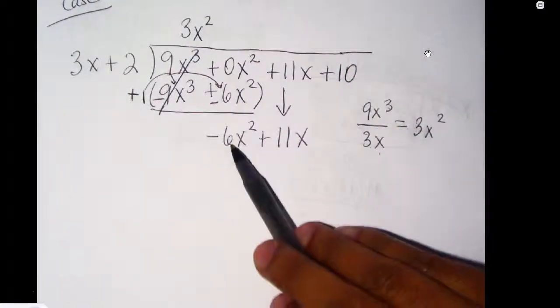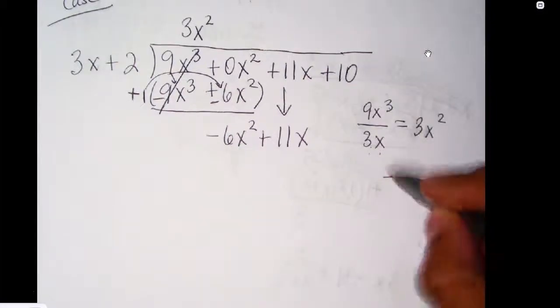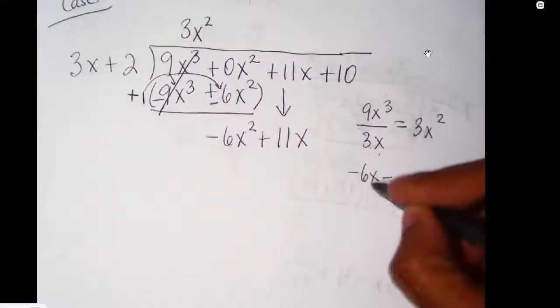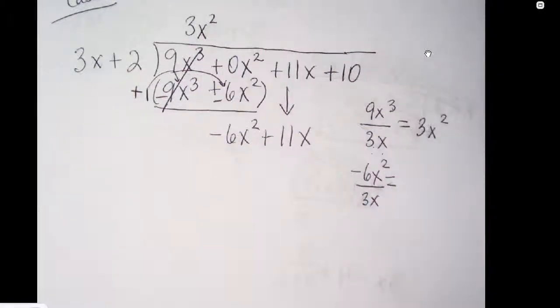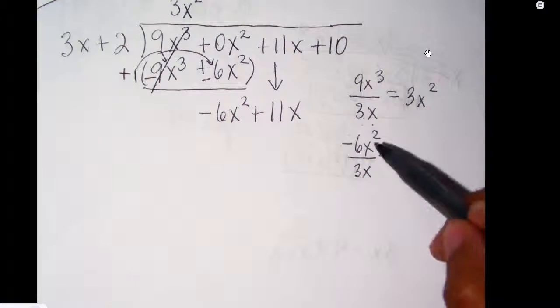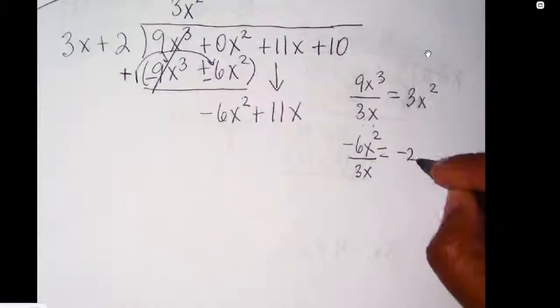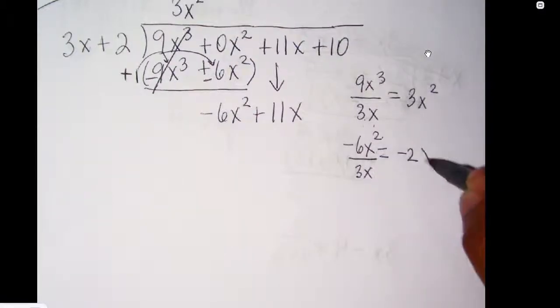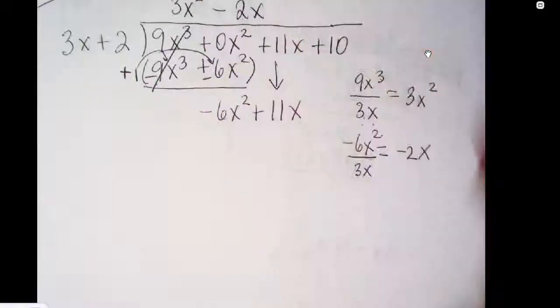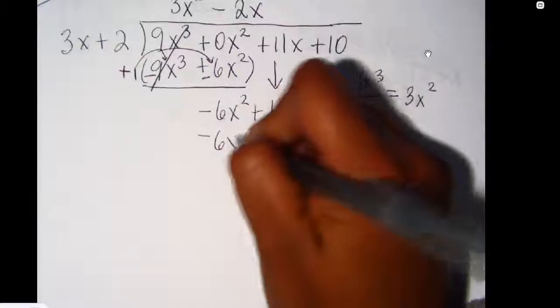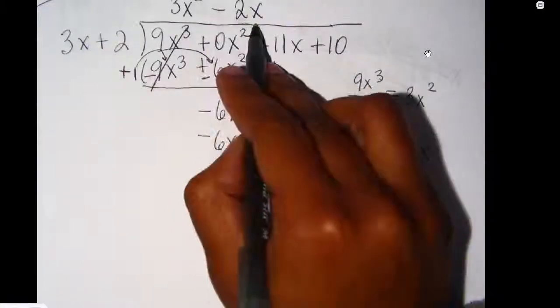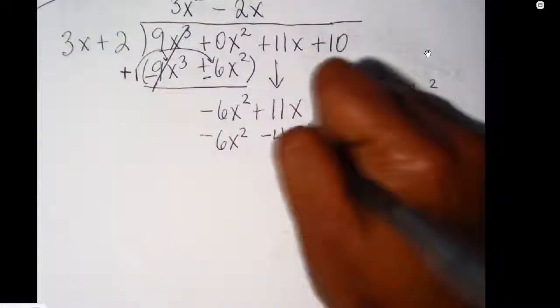So now we're going to take the negative 6x squared. Negative 6x squared, divide that by 3x. And this becomes negative 6 divided by 3 is negative 2. So we put our negative 2 for our coefficient. X squared divided by x is x. Okay, so now I have a minus 2x up here. Now I'm going to multiply 3x times here, negative 6x squared. 2 times negative 2x is a negative 4x.